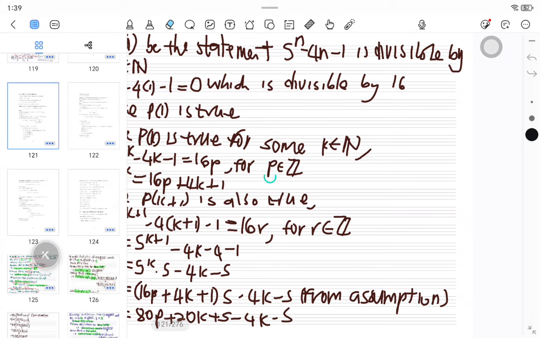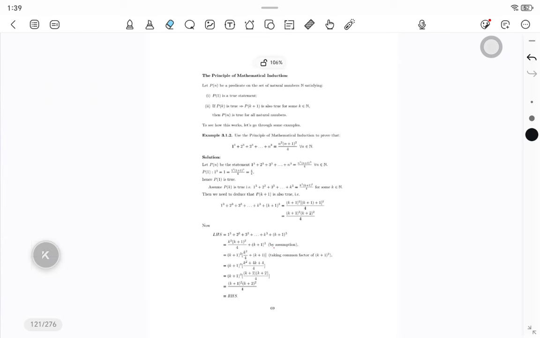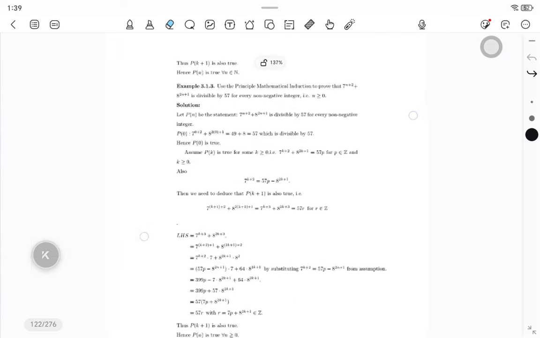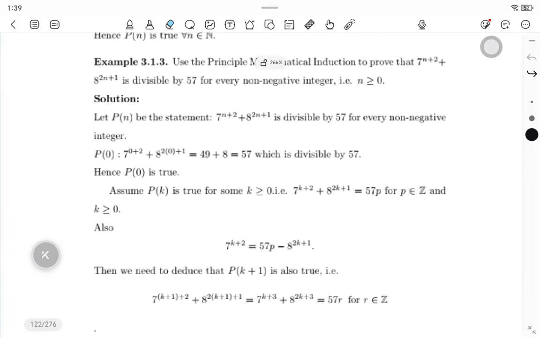Now we have this of divisibility. So they can say it's divisible by, or it's a multiple of, they can say in 2 ways, right? Now they tell you, use PMI to prove that 7 to the n plus 2 plus 8 to the 2n plus 1 is divisible by 57 for every non-negative integer. Remember, sometimes it's possible for this to start from 0.